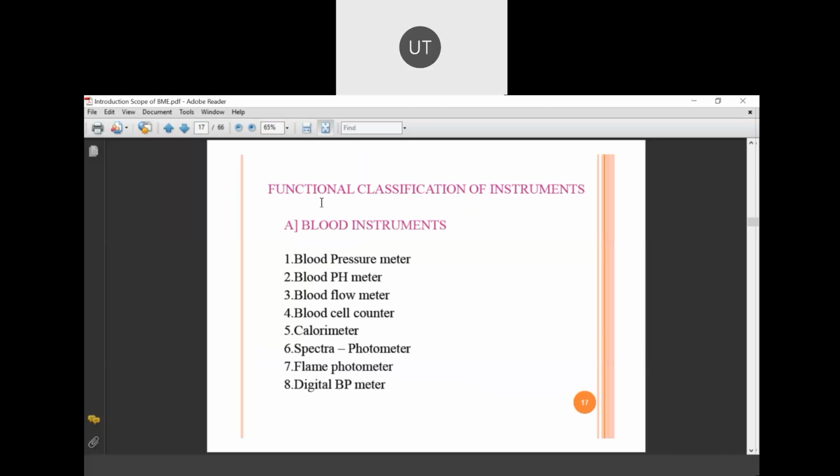Then the functional instruments, the classification based upon the blood, that is related to the blood parameters for measurements. These are the listing of the instruments. Okay, so like blood pressure meter, we have blood pH meter, blood flow meter, blood cell counter, colorimeter, photometer, flame photometer, digital blood pressure meter. Okay, so all these are related to this measure.